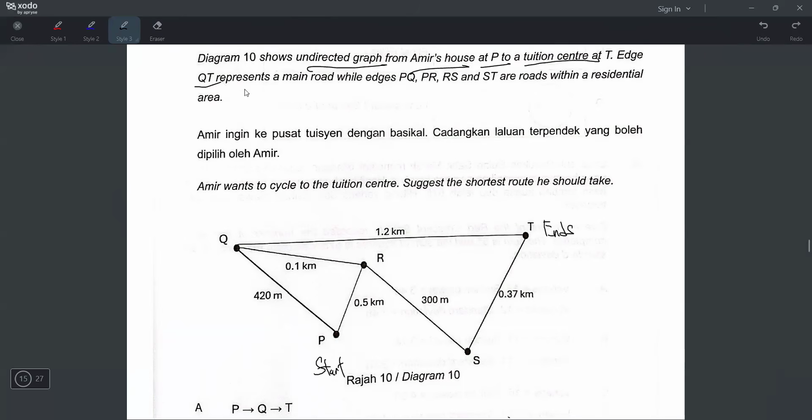Okay, QT represents a main road. Let's label it as MR, main road. While edges PQ, PR, RS, ST are roads with residential area. So PQ, residential area. PR, residential area. RS, residential area. ST, residential area. Amir wants to cycle to the tuition center T. Suggest the shortest route he should take.